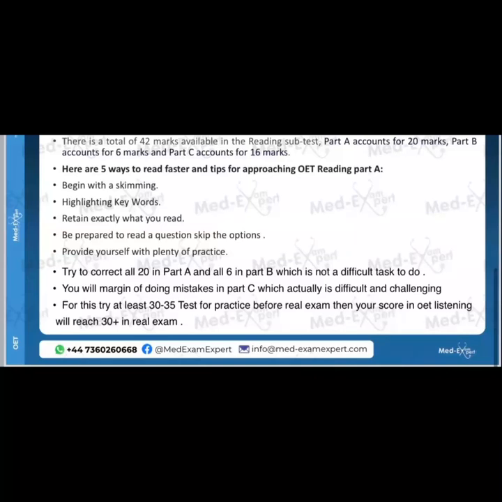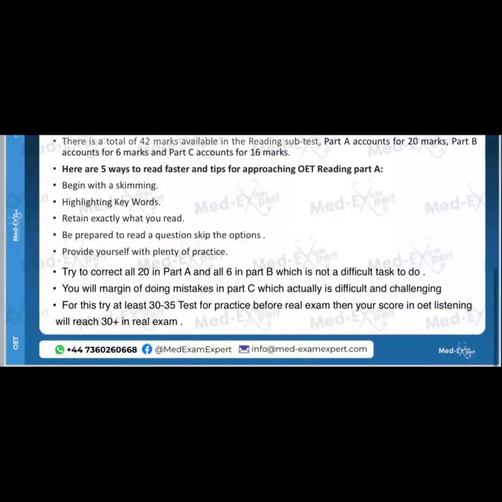For Part A, the most important thing is time management because you have to complete 20 questions in 15 minutes. So that's actually a game of time management. You have to be very quick and fast in that because Part A is very much easy. So it is very easy for anyone to get grade B in reading if they perform well in Part A and Part B.